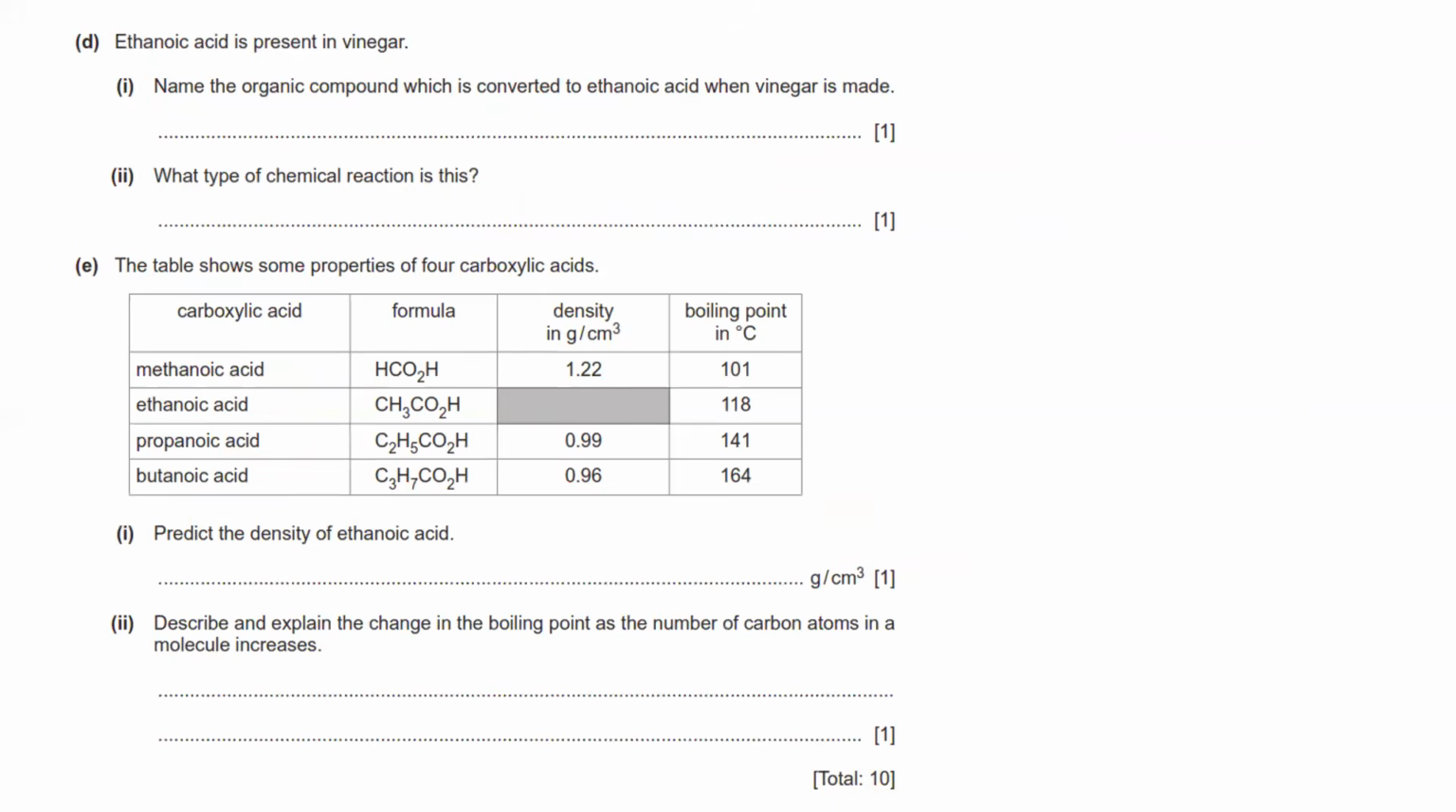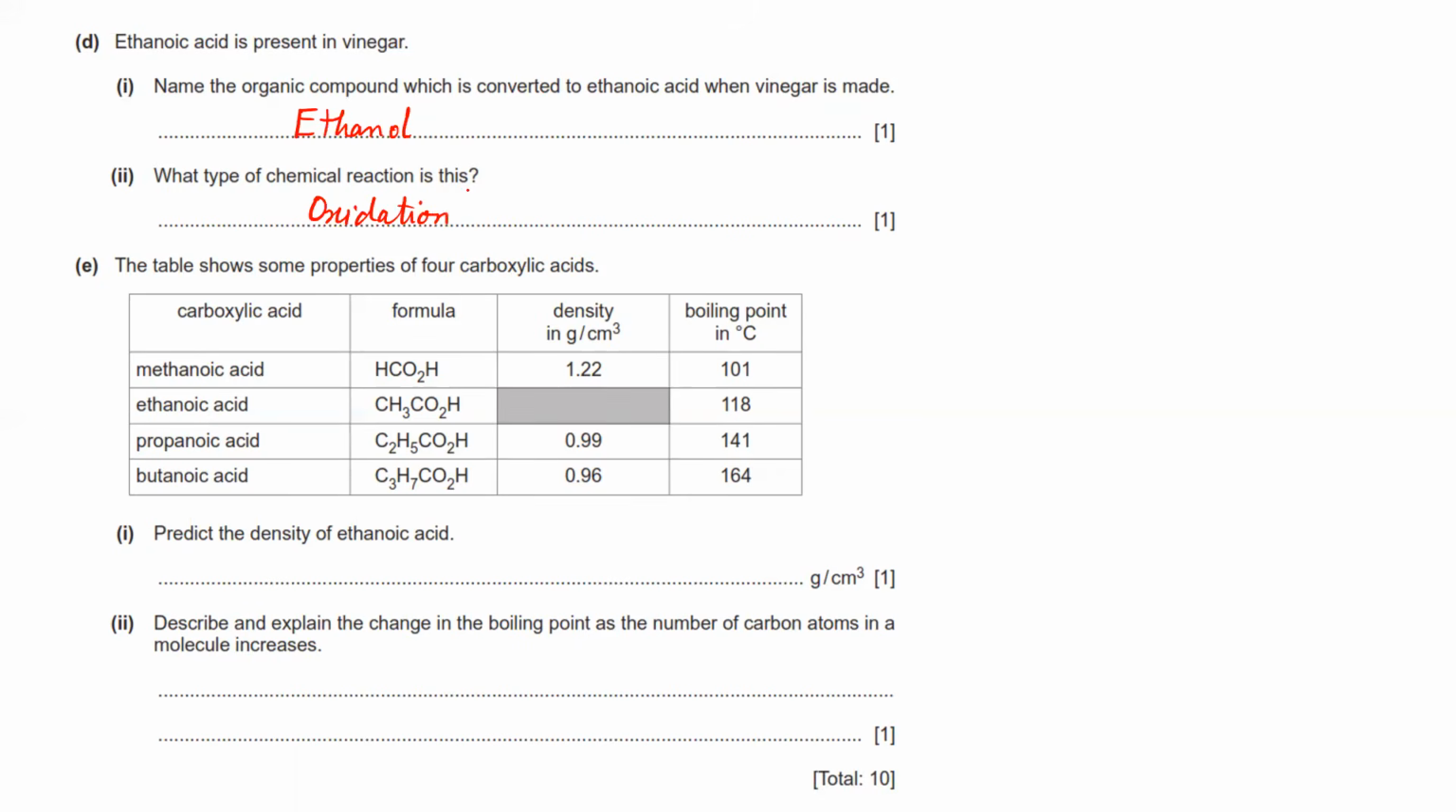Okay. Then part D, it says ethanoic acid is present in vinegar. Name the organic compound which is converted to ethanoic acid when vinegar is made. So the answer will be ethanol. What is this reaction? This reaction is an oxidation reaction.